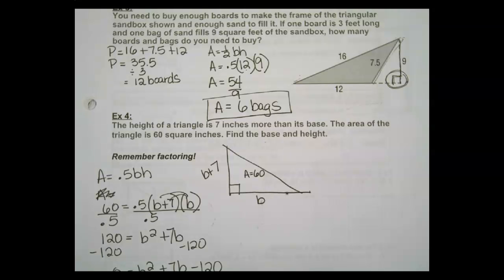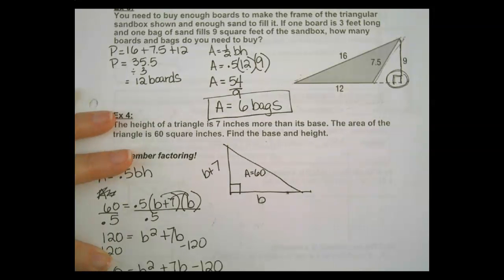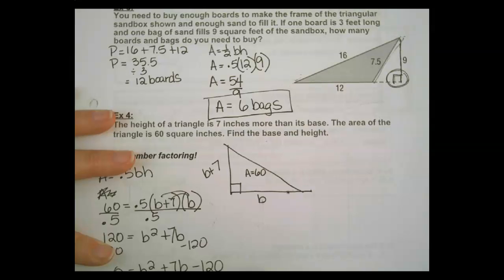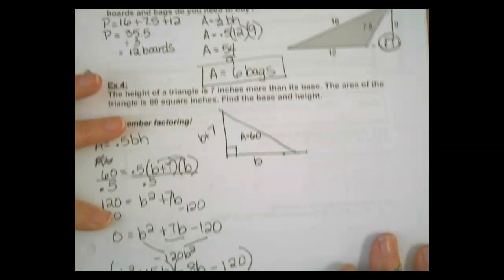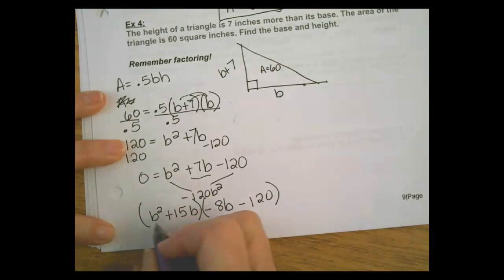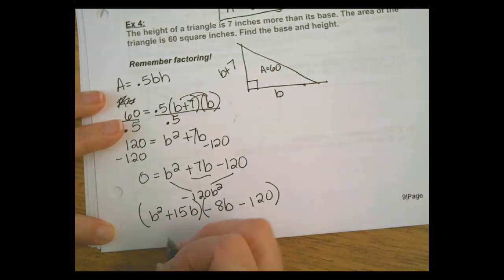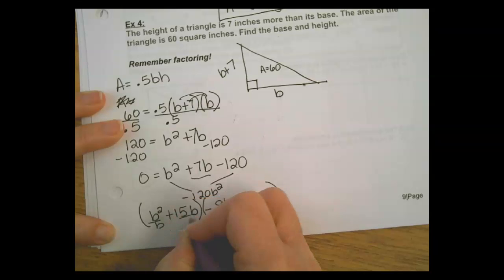I'll give you a hint. It is 8 and 15. So it's negative, so one of them has to be a positive. So I'm going to say positive 15b and a negative 8b. Then we do groupings. Oh my gosh, this is what we're doing in algebra. Almost done. B goes into both.